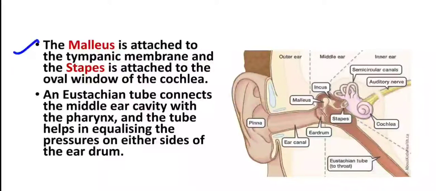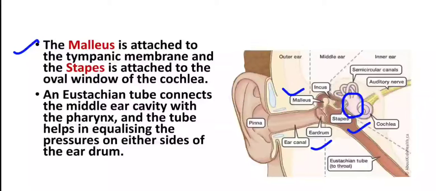Malleus is attached to the tympanic membrane, or we can say it is attached to the eardrum as is shown in this diagram. Next to the eardrum is the malleus bone. Then stapes is attached to the oval window of the cochlea. Here you can see it is attached to the oval window.